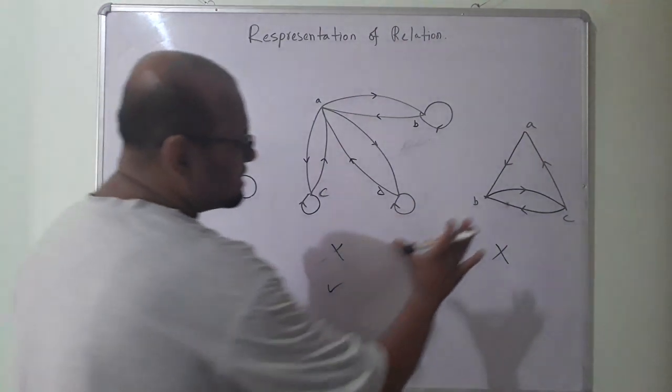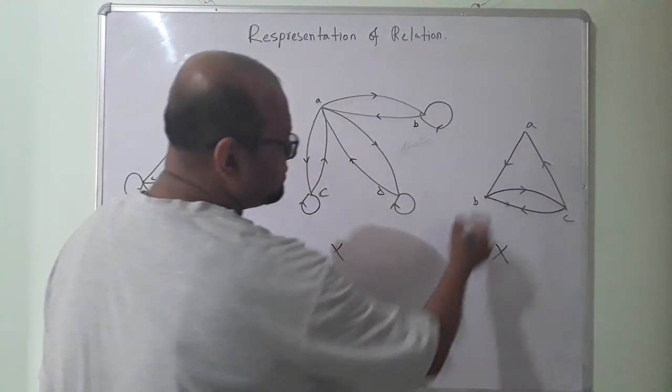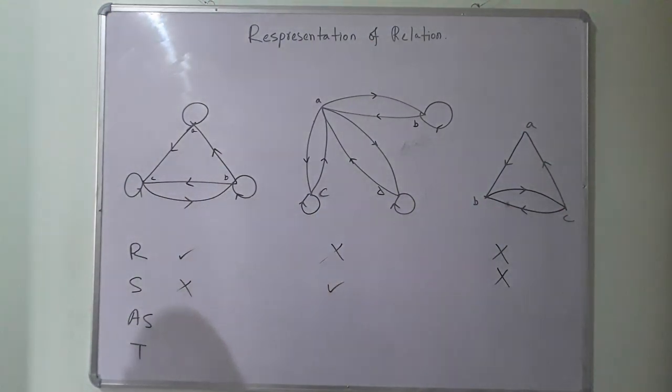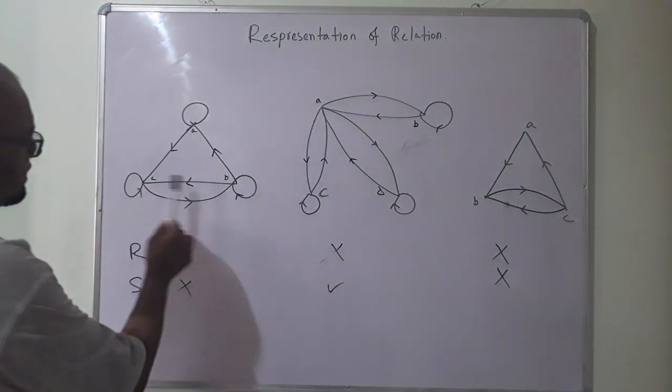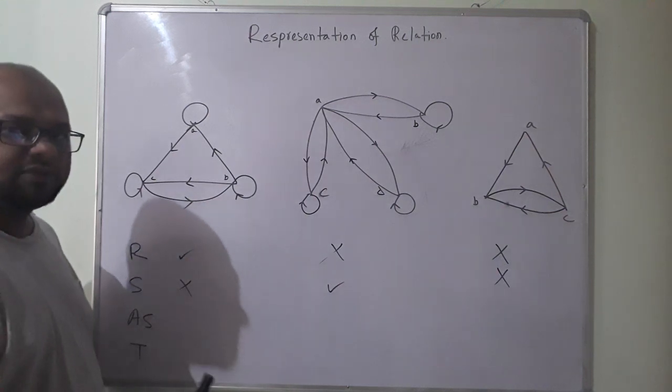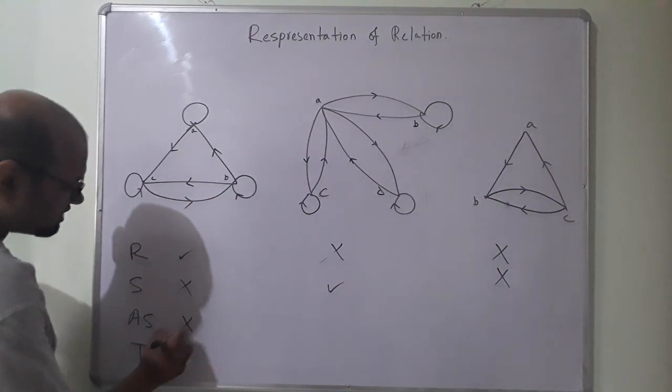Alright. What about this? Is this symmetric? AB is there, but BA is not there. So this is not symmetric. What about antisymmetric? I have this BC and CB. Both of them are here, right? But B is not equal to C. So this is not antisymmetric.